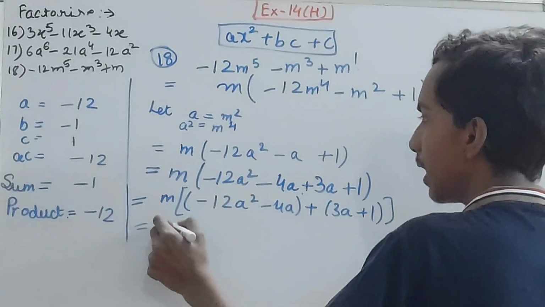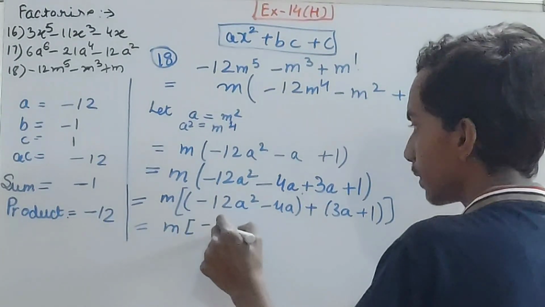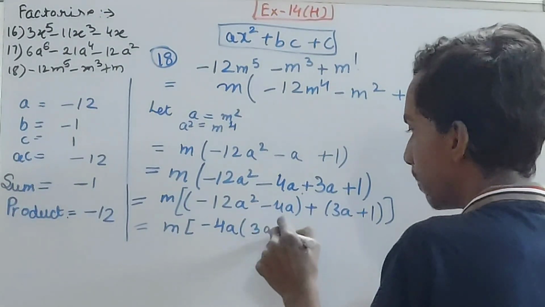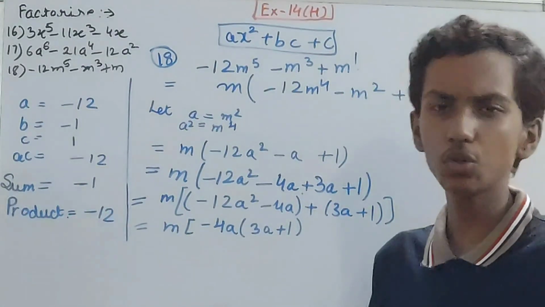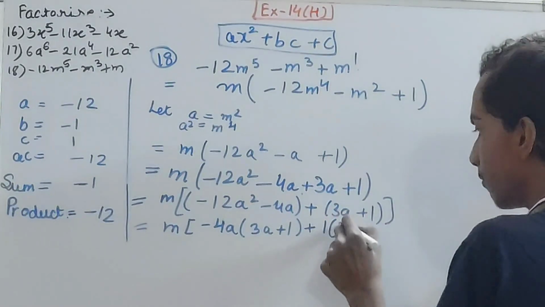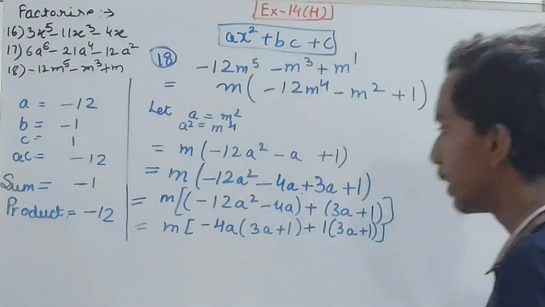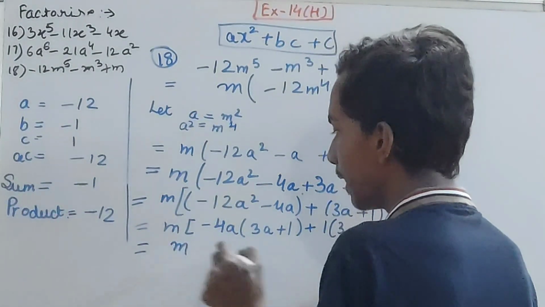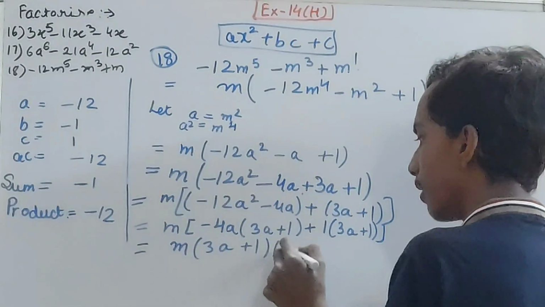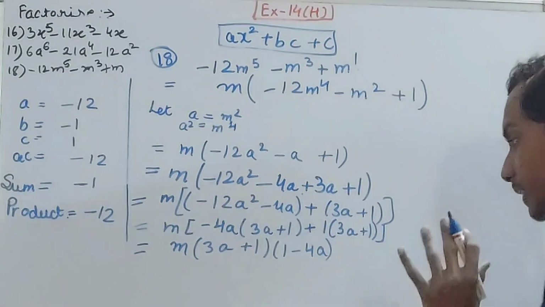Very clear. Now see here, from the first group you can take minus 4A outside the bracket. So you will have plus 3A and plus 1. Okay, minus 4A will cancel, so you will have plus 1 left, right? Now see, and here when nothing is common you can take 1 common, so 3A plus 1, that's it. So now you will take the commons from both the groups, that is 3A plus 1, and you will be left with 1 minus 4A, or you can write it minus 4A plus 1, doesn't matter, orders can change, right?